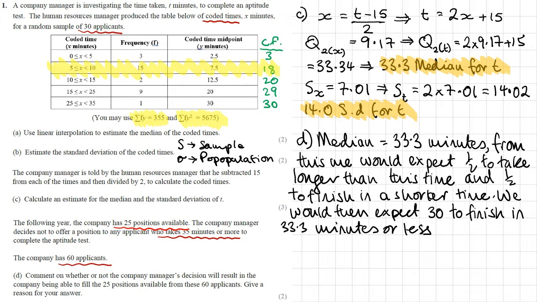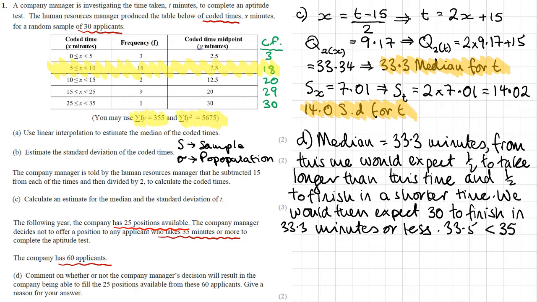Now we can see that the median time of 33.3 minutes is less than 35 minutes. So if we expect half to finish in a time less than 35 minutes, we would expect at least half to finish in that time, because it's a shorter time scale than the limit we're given, which is longer than the median. We'd expect 30 to finish. So definitely 30 will finish in 35 minutes. Well, not definitely, but we'd expect 30. 30 is more than 25. So we'd expect them to be able to fill the posts.